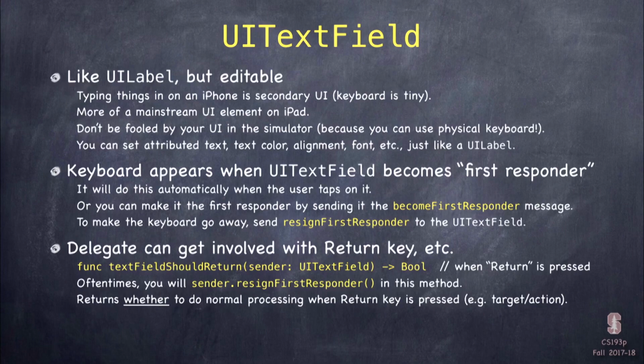Okay? Another example is a lot of times when the user hits the return key in the keyboard, you want the keyboard to go away, right? So textFieldShouldReturn is a method that gets called when the return key is pressed. And inside there, you very likely want to say resignFirstResponder, and that will cause the keyboard to go away. Okay? So that's an example of what you can do with the delegate.